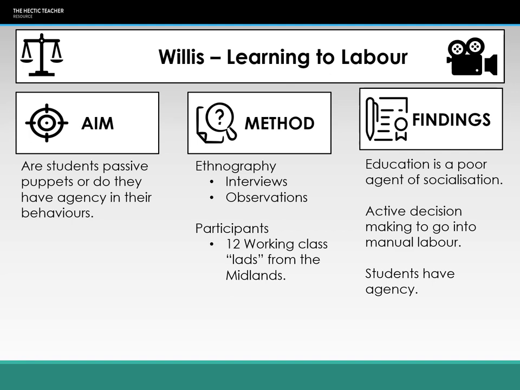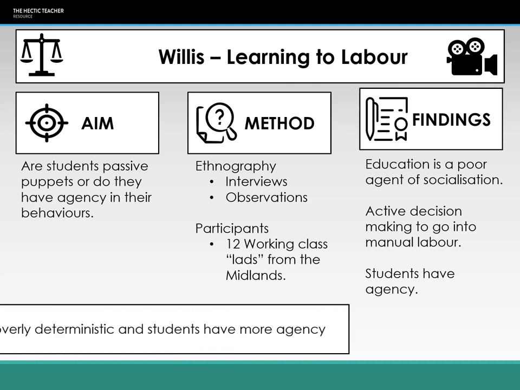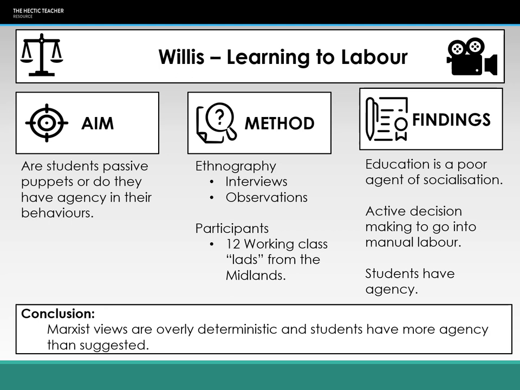And for Willis, this proved that students had agency, that students were able to make active decisions about their future and about how they lived their lives, rather than being dictated to by the education system. So we can conclude, as a criticism of the Marxist view, that the Marxist views are overly deterministic, that they are suggesting a passivity that Willis has proven isn't actually there.